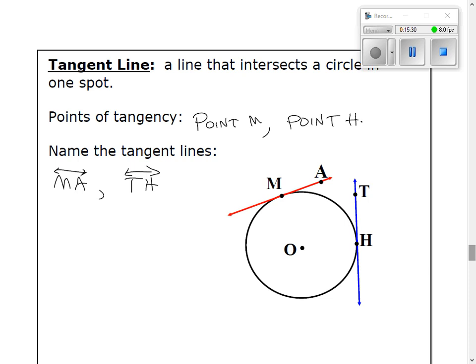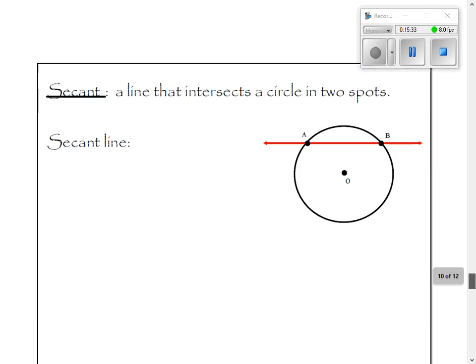Let's see if I got anything else. Oh, the secant line. So the secant line is a chord that extends out past. The secant line is a chord, but it's now a line instead of a line segment. So the secant line here would be line AB.